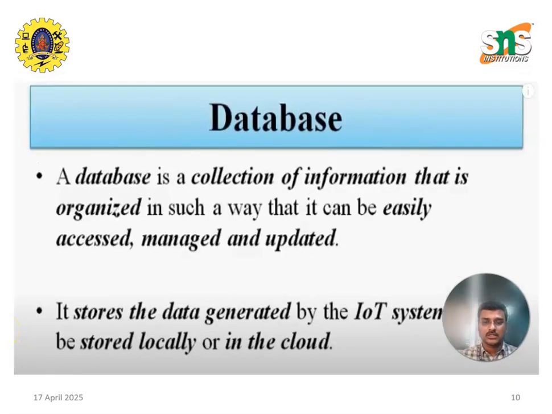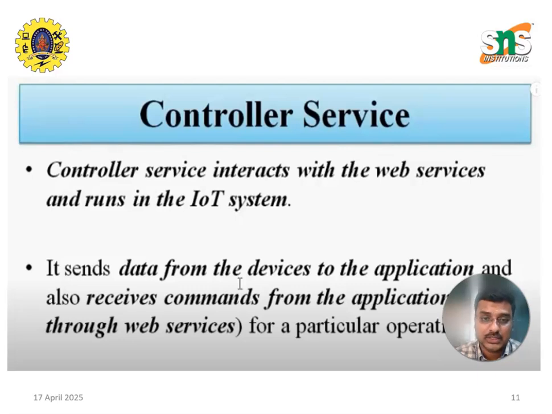Database is nothing but a collection of information organized in such a way that it can be easily accessed, managed, and updated. It stores the data generated by the IoT system, which can be stored locally or in the cloud. We can retrieve the data whenever we require. That is why the Internet of Things is important in all industries and also in the service sector.